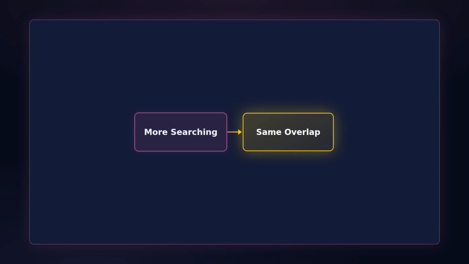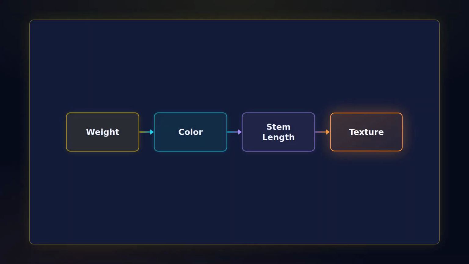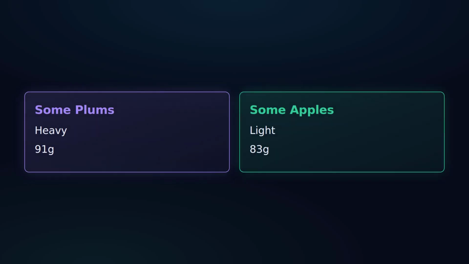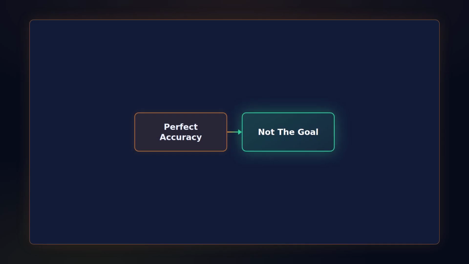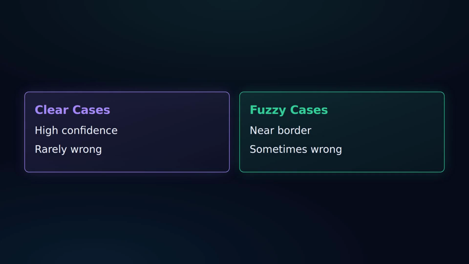No amount of extra searching fixes that, because the categories themselves overlap. You might think, just add more rules, weight, color, stem length, texture. But nature doesn't draw clean lines. Some plums outweigh some apples easily. More rules just move the border. They don't erase it. So, a well-trained model isn't one that never makes a mistake. It's one that nails the clear cases and owns the fuzzy ones.